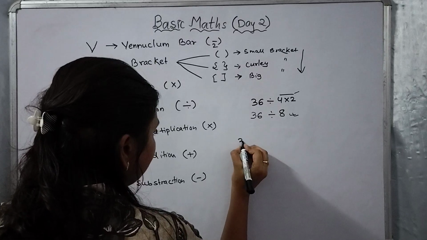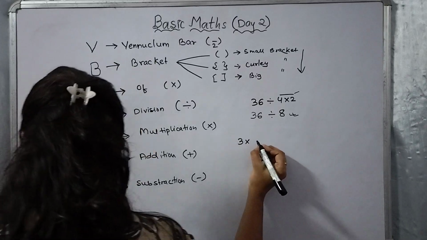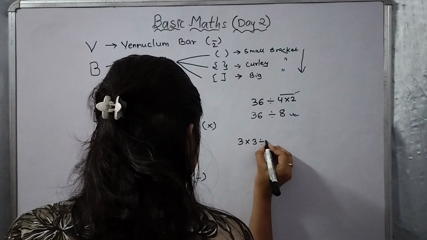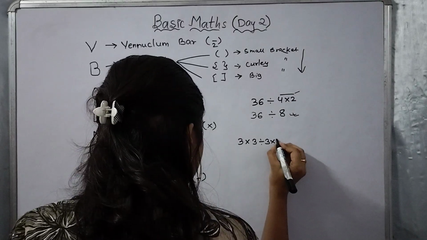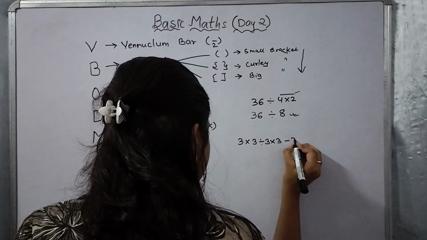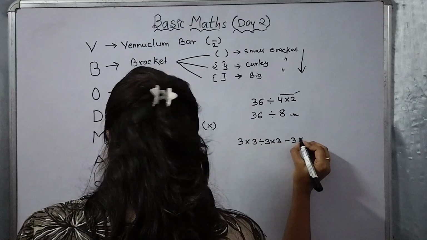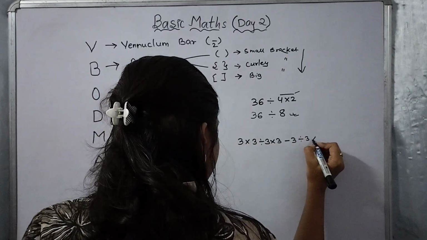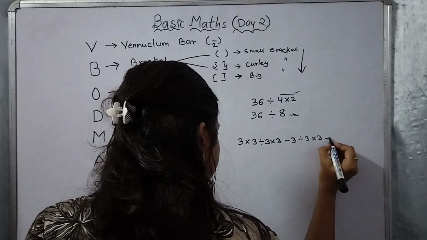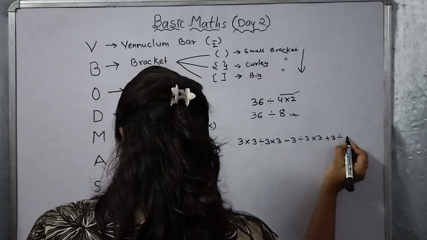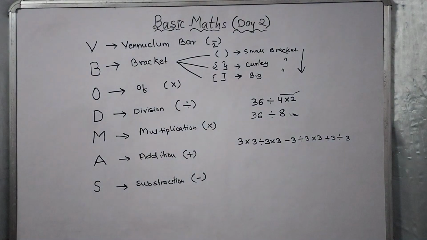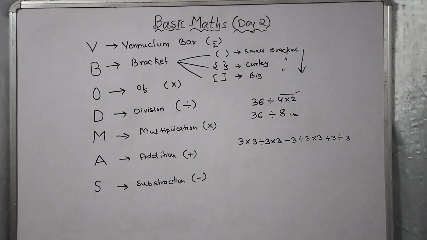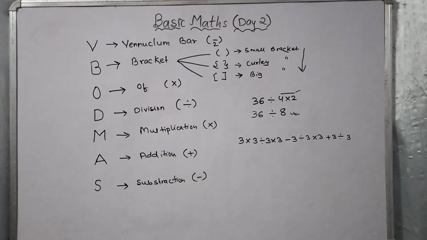Now again we will solve one question. 3 into 3 divided by 3, into 3 minus 3 divided by 3 into 3, plus 3 divided by 3. I hope you are able to see.